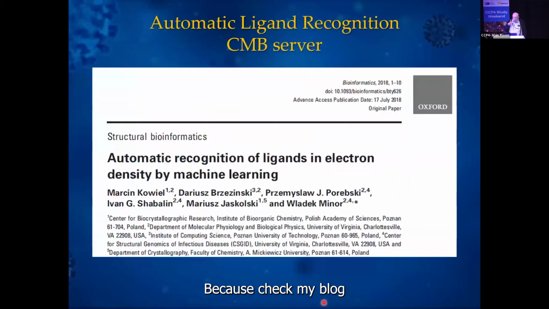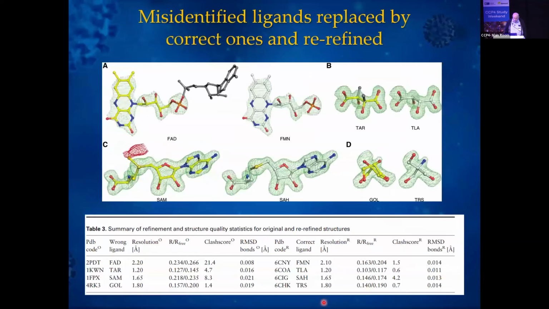No, because CheckMyBlob was critical for the use. Yes, and it was published really early. And you see here is the example of four structures, which we found before we published the paper. And we corrected them. Every time we contacted the authors and asked them to make a joint deposit, to redeposit the data, the structure. Yes, and we succeeded. Not always we succeed.